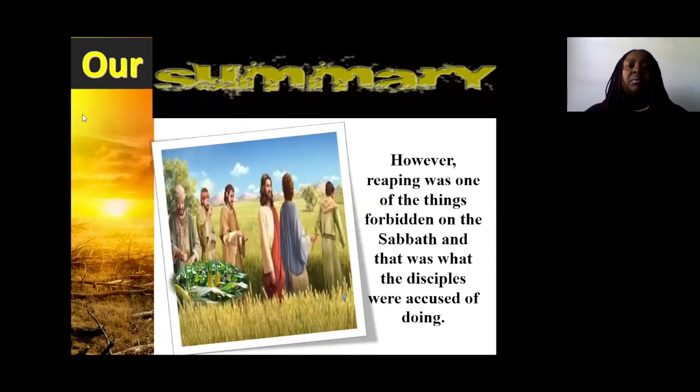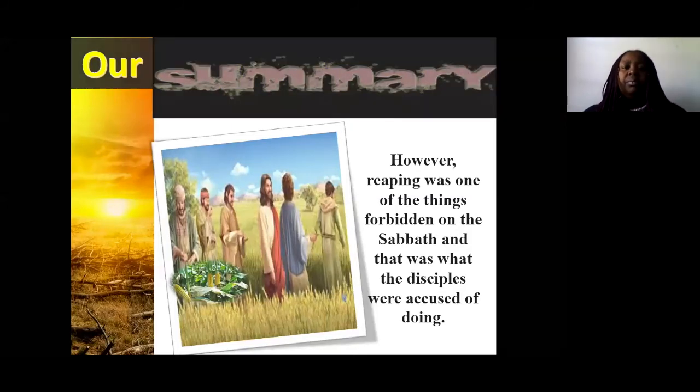Jesus defended the disciples, and he said reaping was one of the things forbidden on the Sabbath, and that was what the disciples were accused of doing. Jesus didn't argue about what the disciples were doing. He was more concerned about the basic idea behind the law. And the law was there for the good of human beings and not to make their lives difficult.